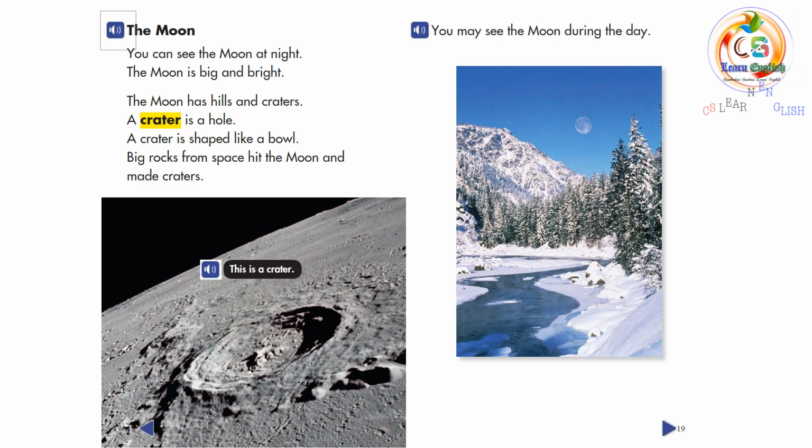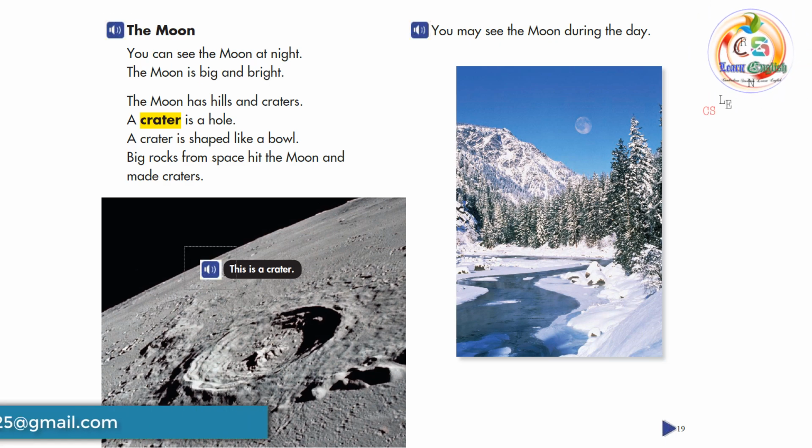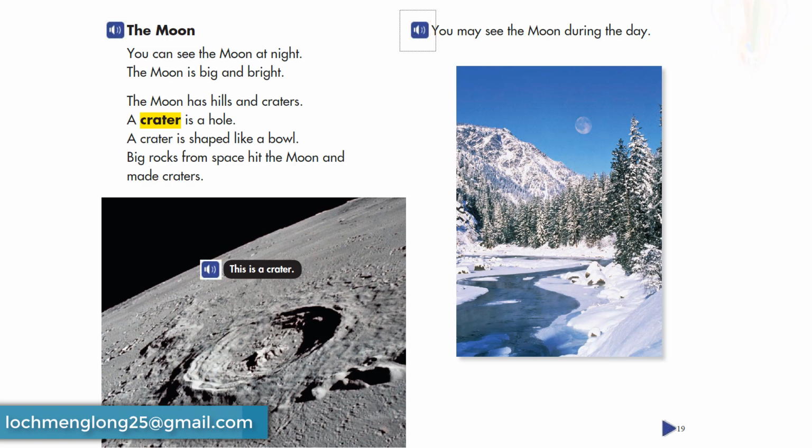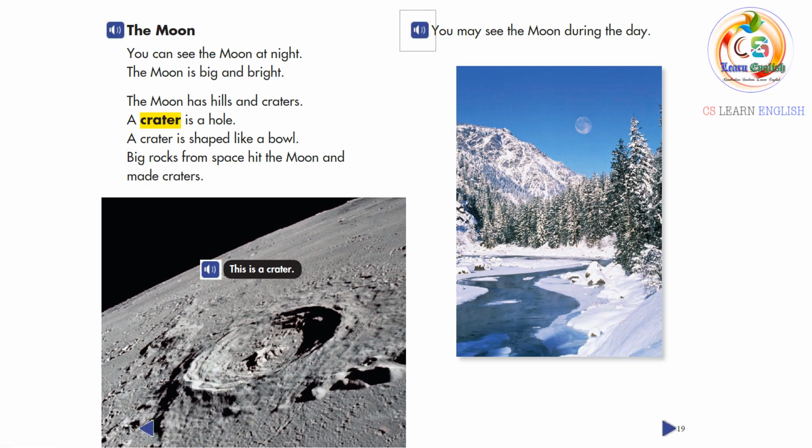The moon. You can see the moon at night. The moon is big and bright. The moon has hills and craters. A crater is a hole. A crater is shaped like a bowl. Big rocks from space hit the moon and made craters. This is a crater. You may see the moon during the day.